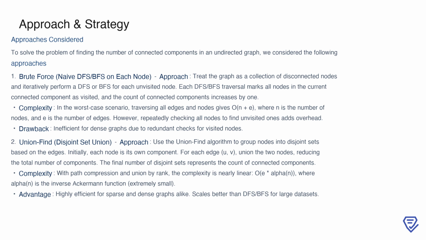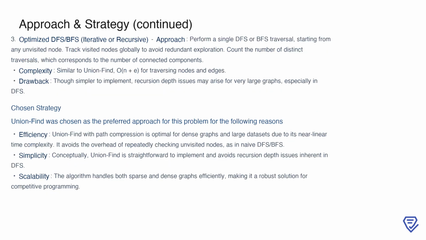In contrast, the second approach we considered is union find, also known as disjoint set union. This method organizes nodes into disjoint sets based on their connections. Initially, every node is its own component, but as edges are processed, nodes are unified into the same set, reducing the total component count. With optimizations like path compression and union by rank, this method achieves nearly linear time complexity, making it highly efficient even for large and dense graphs. Another approach we examined is an optimized version of DFS or BFS. Instead of repeatedly starting traversals for each node, we maintain a global tracking system for visited nodes.